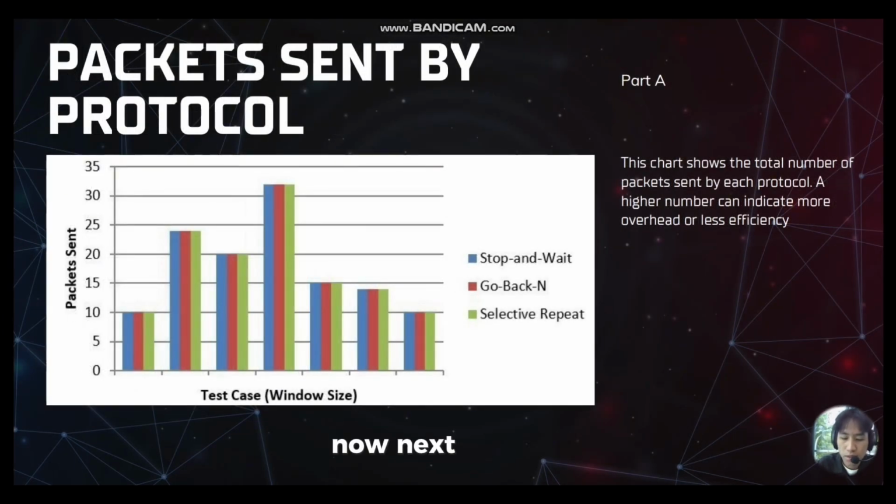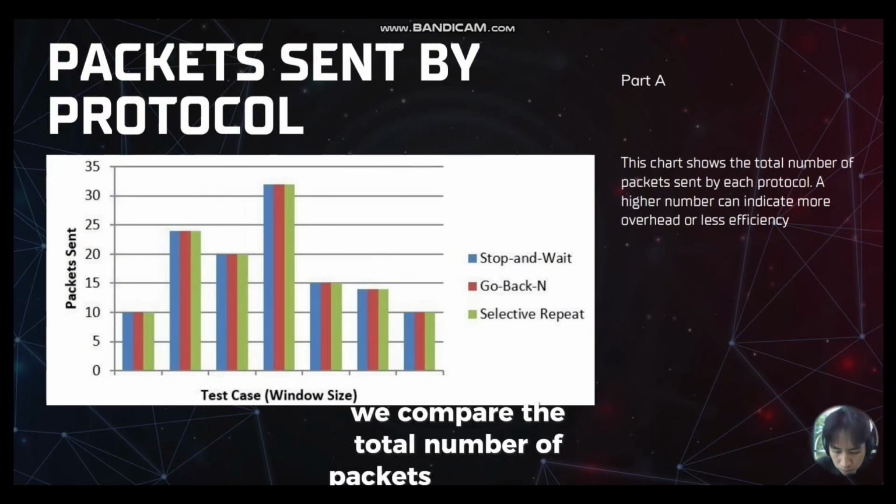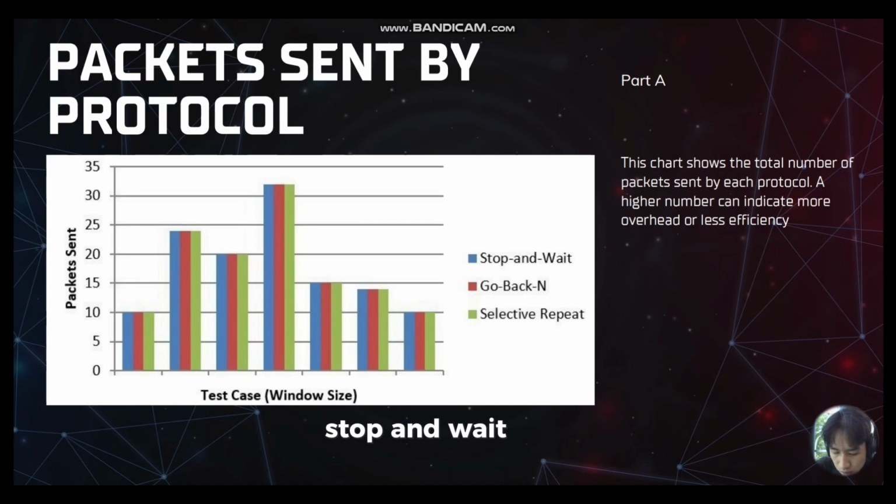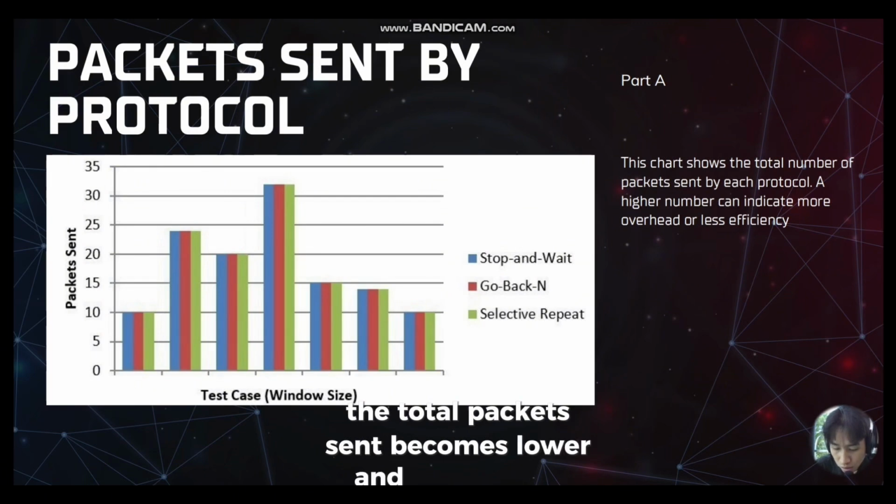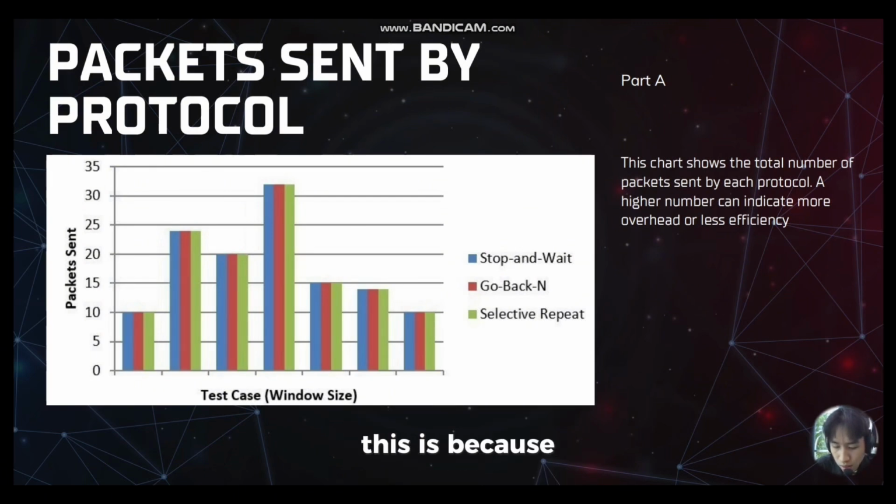And now, next slide. Next, we compare the total number of packets sent. Here, stop and wait sends the most packets, which indicates higher overhead and lower efficiency. As we increase the window size for Go-Back-N and selective repeat, the total packets sent became lower and more stable. This is because these protocols can send multiple packets in one go, reducing repetition and saving time.